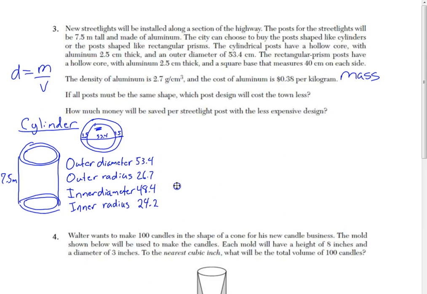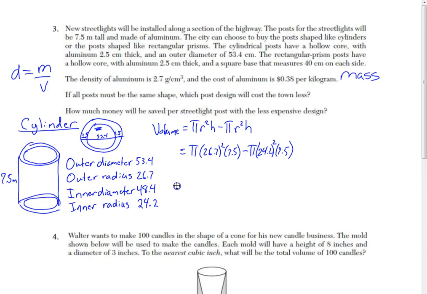To get the volume of the cylinder where the part is aluminum, the volume is going to be pi r squared h minus pi r squared h. The radius for the outer one is 26.7 squared, and our height is 7.5, minus pi times 24.2 squared times 7.5. This is going to give us the volume for that cylinder.